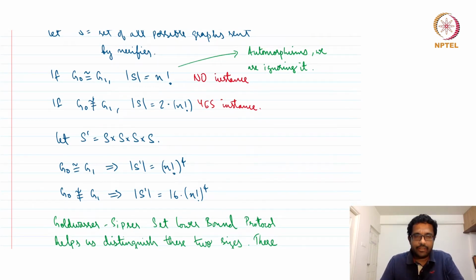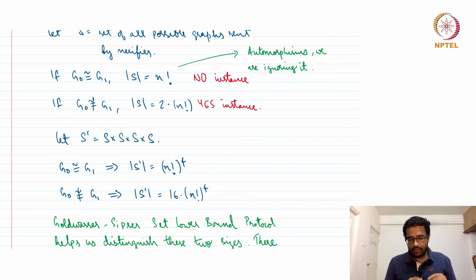I want to just touch on the core idea that is used by Goldwasser and Sipser, which is a way to tell the differences in the sizes in the yes instance and the no instance. As it is, between the yes and no instance there is a factor of 2 difference, 2 times n factorial and n factorial. Just to amplify it a bit further, let us consider the set S prime, which is a Cartesian product of S. You can think of the verifier generating 4 random bits and 4 permutations and sending 4 graphs.